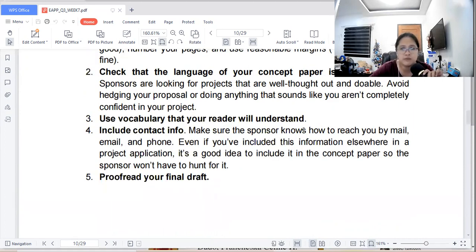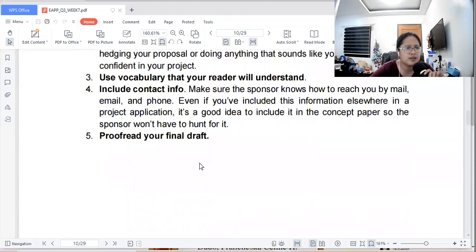And then use the vocabulary that the reader will understand. Sometimes you have the words that in your group you would understand, but if you're looking for a sponsor, the sponsor should be able to understand what you're trying to indicate or what you're trying to request. Then include contact info. No? Makikita yun sa header o kaya sa footer. And then lastly, you have to proofread your final draft.